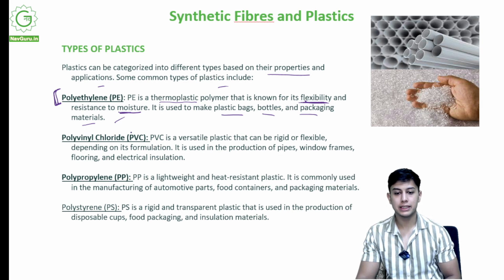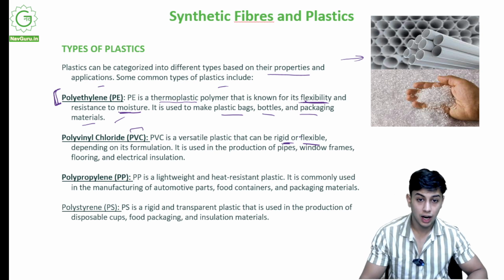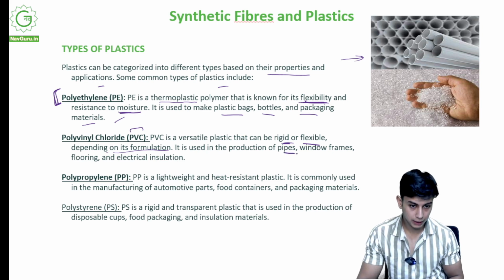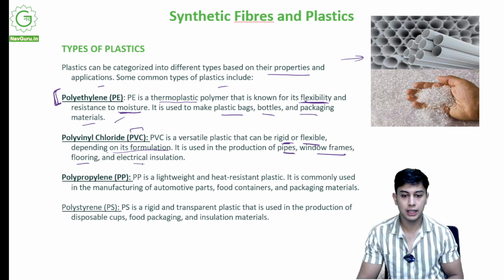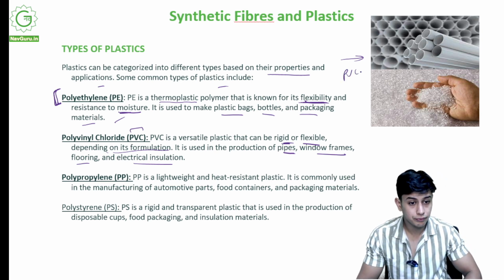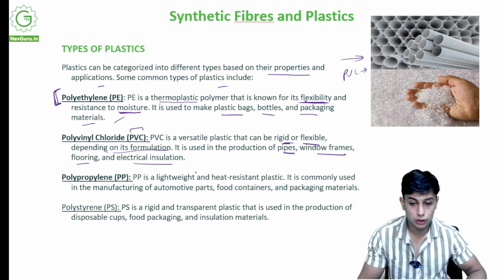Polyvinyl chloride, PVC. PVC is used to make pipes. PVC is a versatile plastic that can be rigid or flexible. It can be strong, hard or flexible depending on its formulation. I can make it hard, I can make it flexible as well. It is used in the production of pipes, window frames, flooring and electrical insulation. See over here, I can see PVC. I can make window frames, pipes, electrical insulation wires. What is used in wires? That plastic coating is PVC. It is used on floors.